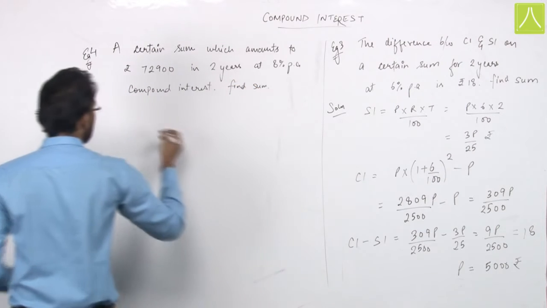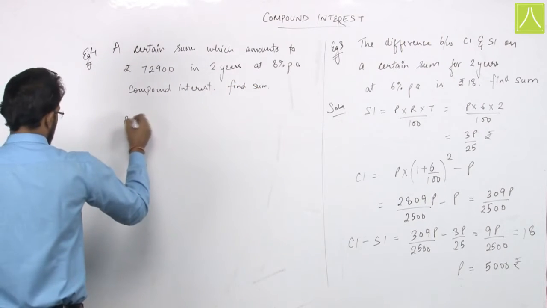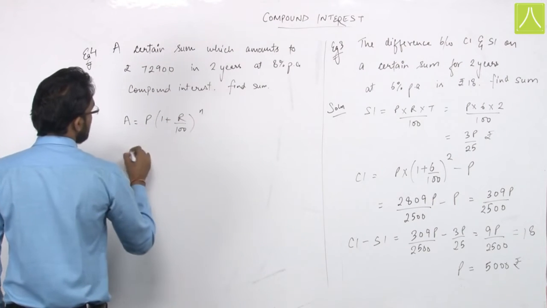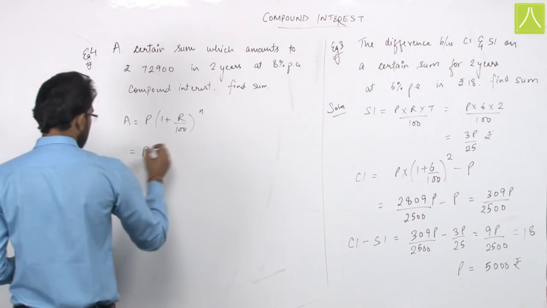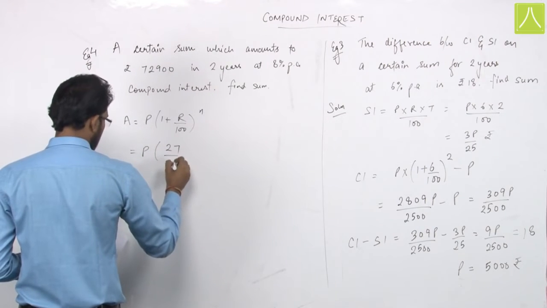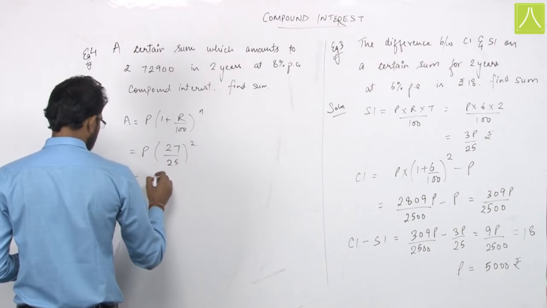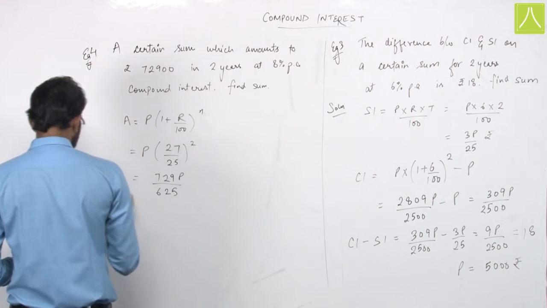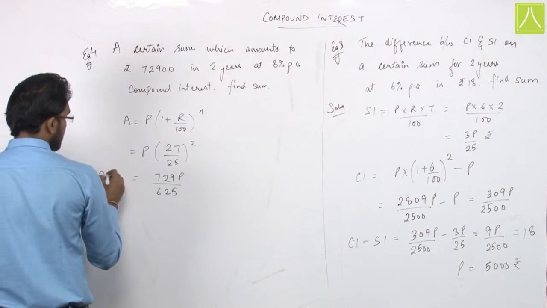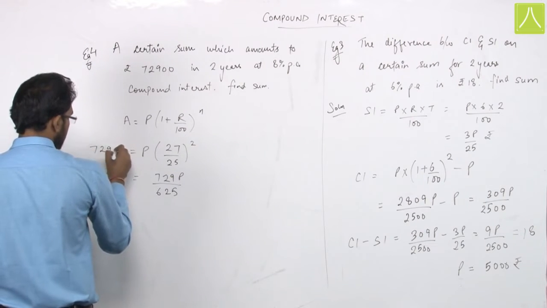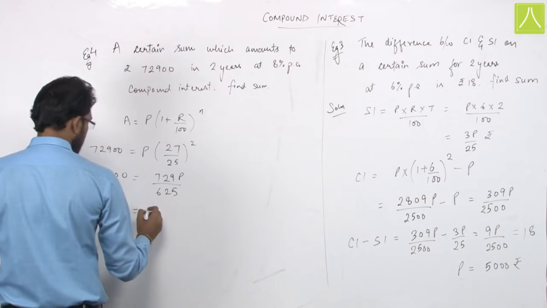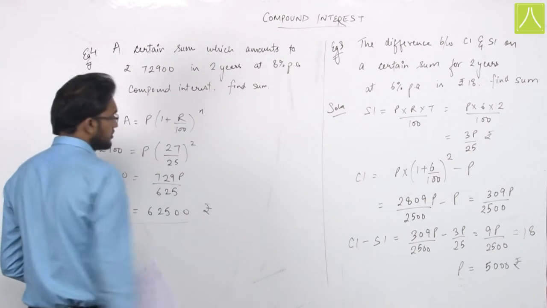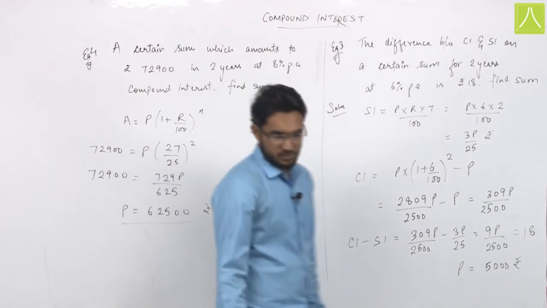Now, this is a simple problem in which we have to calculate the amount. We know that amount is equals to principal 1 plus r upon 100 whole power n. Just substituting the value over there, we will be getting the principal into 27 divided by 25 whole square, which is equals to 729p divided by 625. Now, this amount is equals to the amount given over, 72900. Solving here, principal will be 62500. Hence, the principal amount in this question will be equals to 62500.